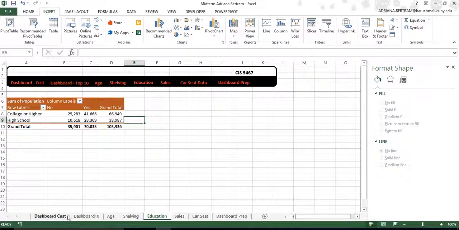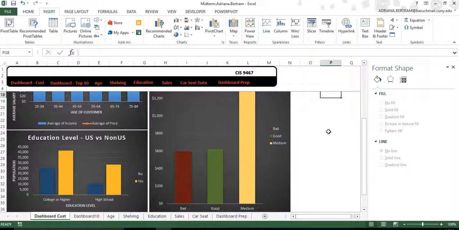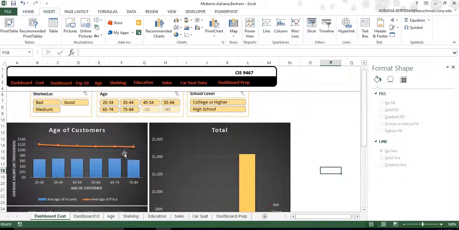US. And then going back to our first dashboard, you see that I have a column chart that refers to this. So the blue represents them not being in the US, and the yellow represents being in the US. And then we have the college or higher or high school. And just a quick analysis, you can kind of see that for college or higher, most of the customers were in the US. So this is the first dashboard I created.